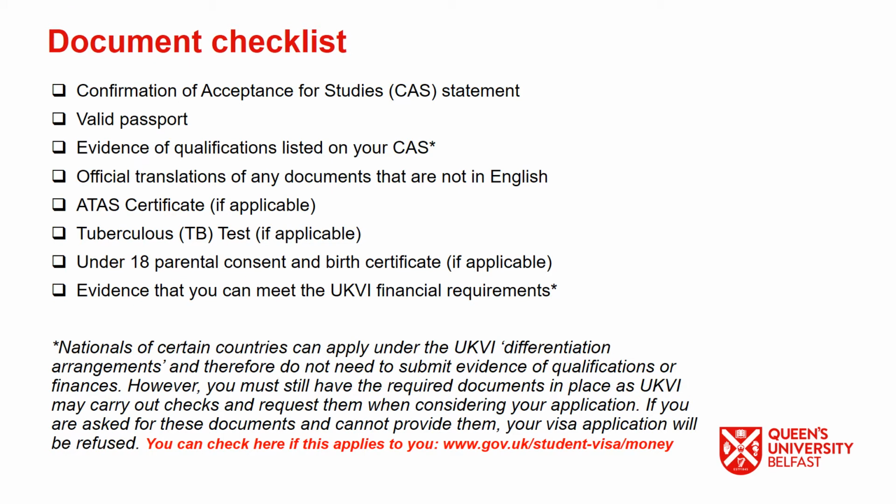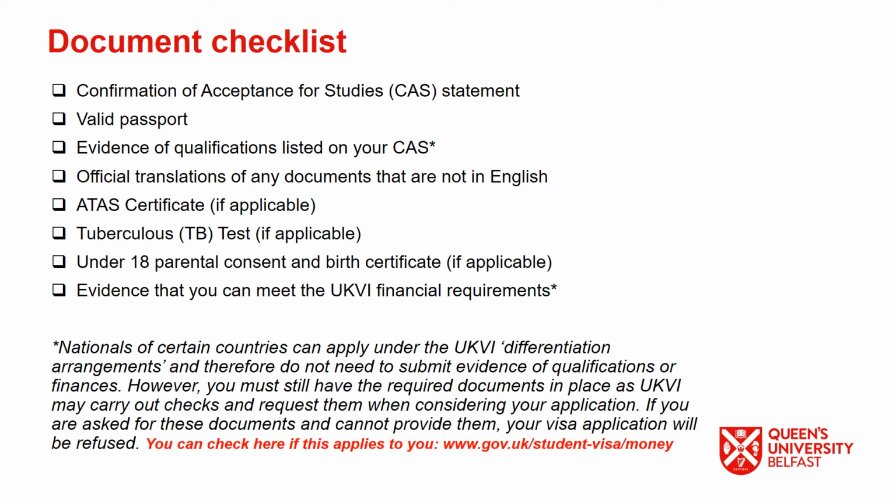So how will you know what documents you need to prepare to apply for a student visa? On screen now is a document checklist that will help you ensure you provide all the correct supporting documents along with your student visa application. So the first thing you need is your confirmation of acceptance for studies, the CAS statement the university have emailed to you, a valid passport, evidence of the qualifications listed on your CAS statement.